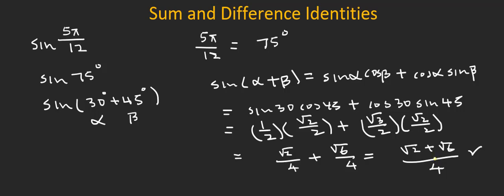Again, you might want to use your calculator to see if sine of 5 pi over 2 is equal to this expression when you change it to decimals.